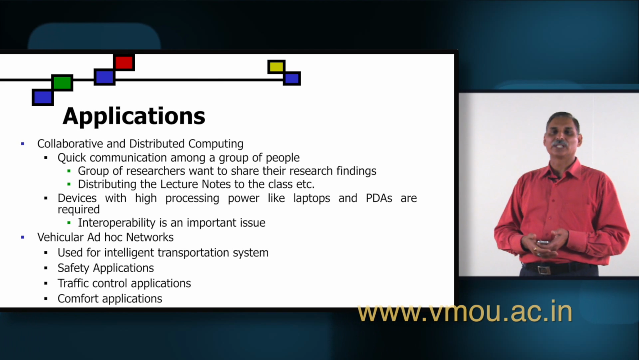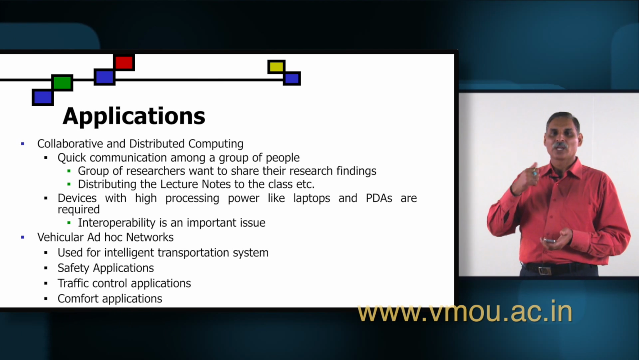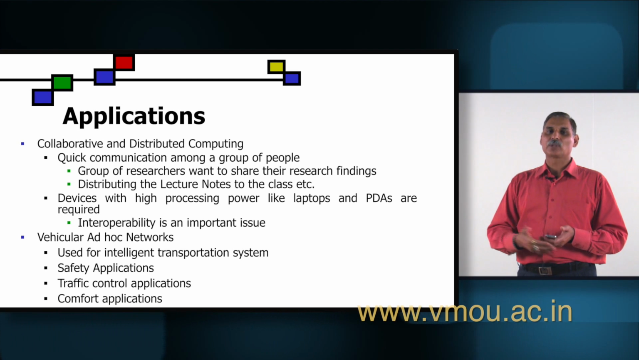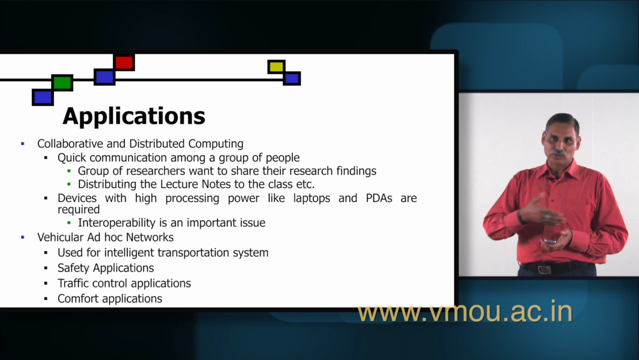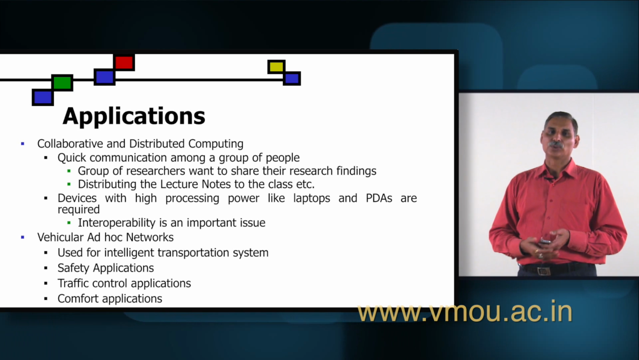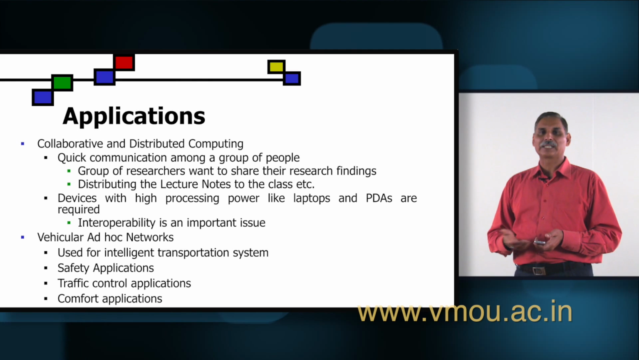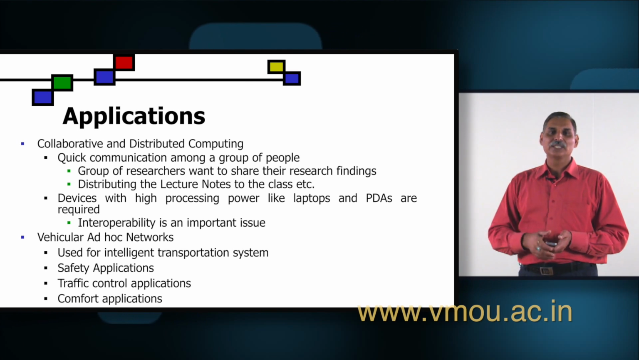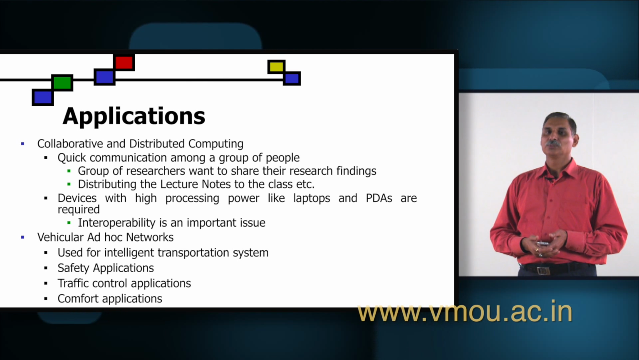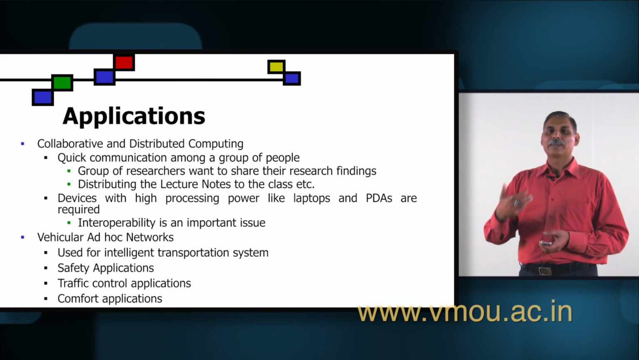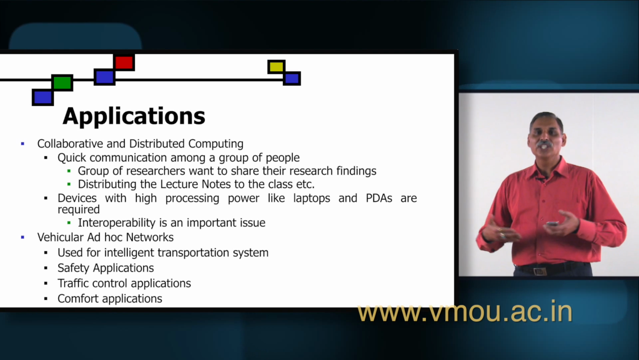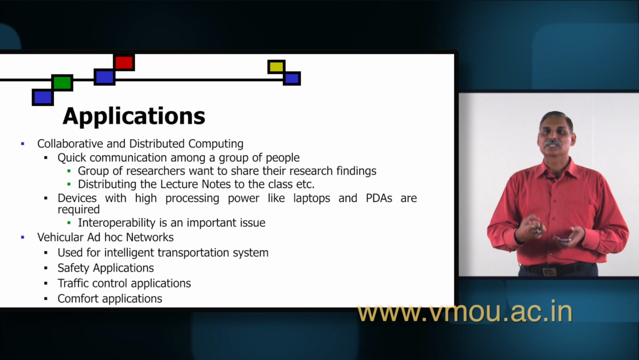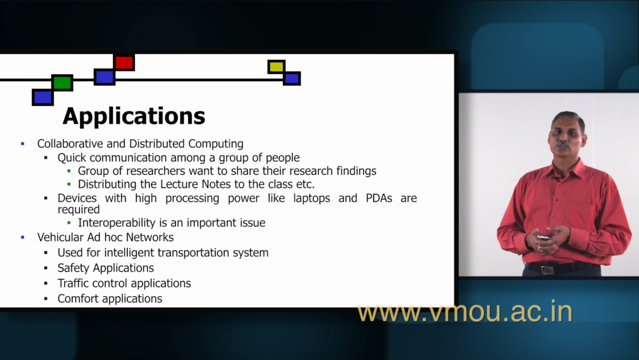Distributing lecture notes or data in class: like I am teaching some class, I want to distribute my notes to the entire class, or every member of the class. In those cases we can use the wireless network for distributing these notes. Devices with high processing power like laptops and PDAs are required for that purpose, but the issue is interoperability, because the PDA has a different structure and the laptops have a different configuration. How will these different configuration devices communicate with each other to make the entire system? That is an issue we need to look into while designing.